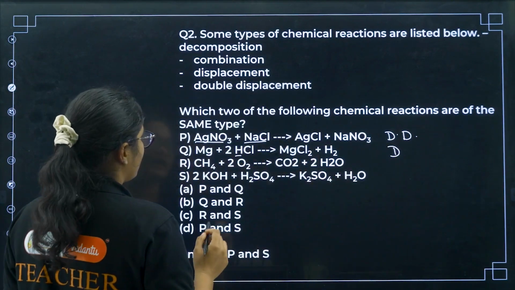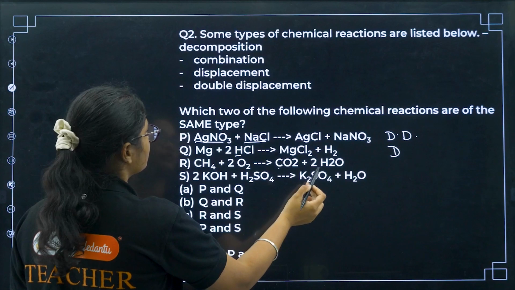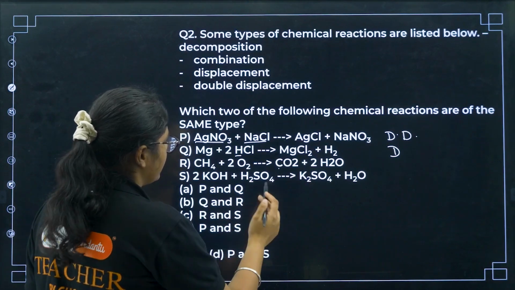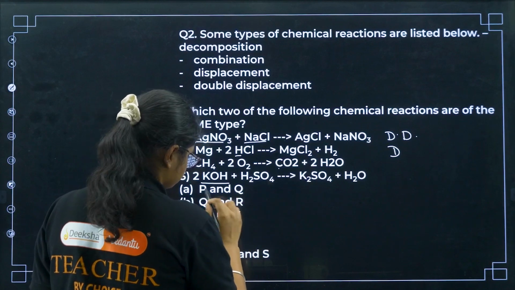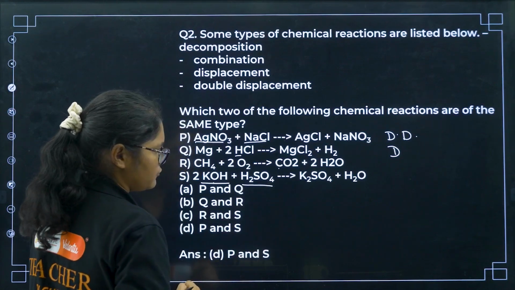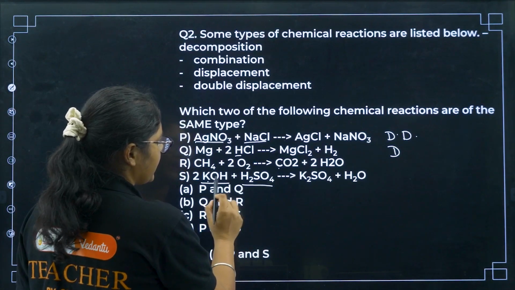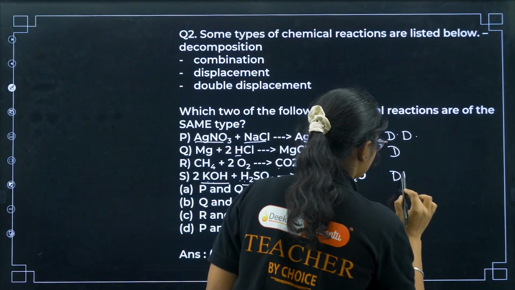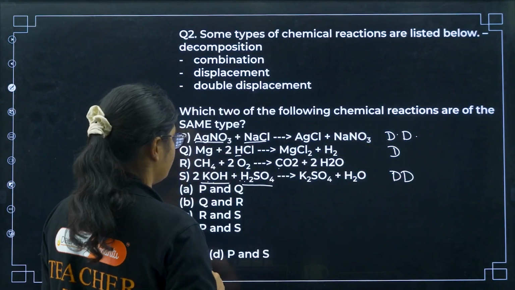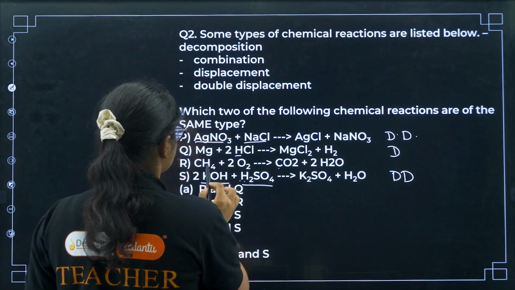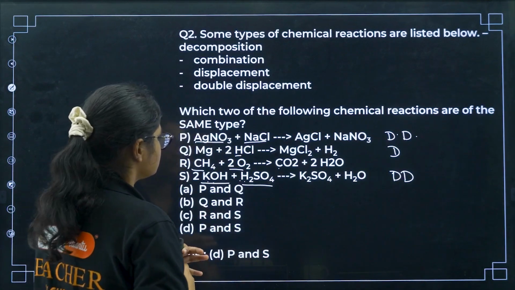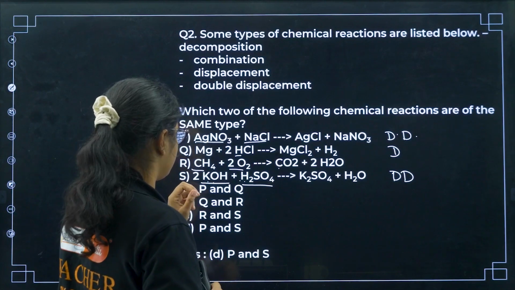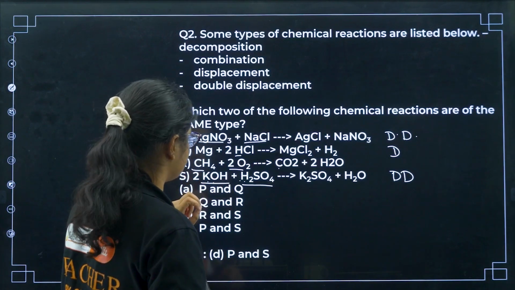Next you have CH4 plus O2 gives CO2 plus H2O. Let me talk about this reaction later. First, KOH plus H2SO4. Here K is replacing H and H is replacing K, so this is again a double displacement reaction. Next, CH4 plus O2. Here I can't find any displacement that is happening.